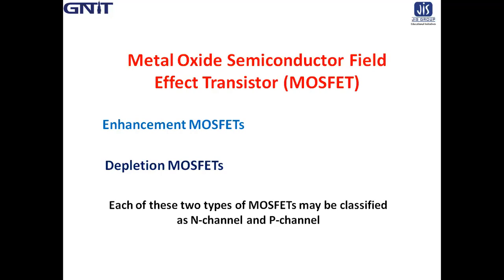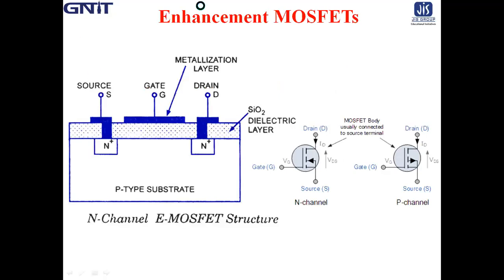There are two different modes of MOSFET, which are classified from the constructional and application points of view. Number one is the enhancement MOSFET and second is the depletion type MOSFET. Again, each of these two types of MOSFETs may be classified as N channel and P channel. So let us start with the N channel enhancement type MOSFET. This is the structure of an N channel enhancement type MOSFET, and these figures are the symbols of N channel and P channel enhancement type MOSFET. So first we start with the physical structure of an N channel enhancement MOSFET.